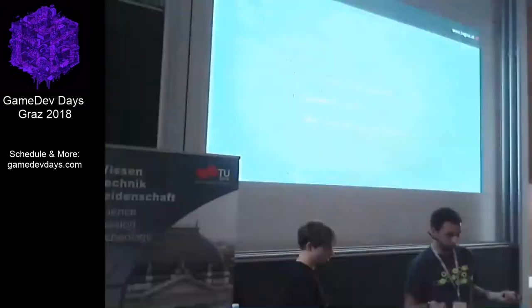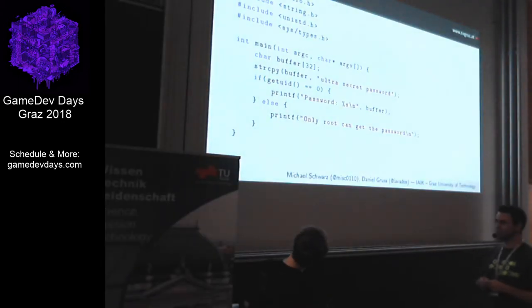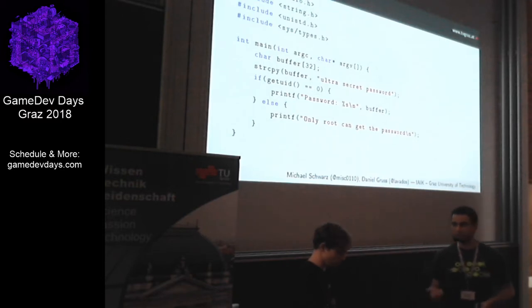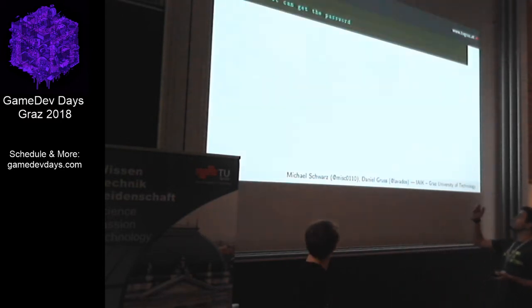Again, first with a bit of a code snippet. Yeah, that's something you could find on Stack Overflow, I guess. We have our ultra secret password in our application, and we copy that to a buffer. It's not a buffer overflow this time, promise. And then we compare, and if we are a root user here, then we output this super secret password, otherwise we say no, only root can get that. So it sounds fine. It's like something you find on Stack Overflow. If you run that, it's also fine, only root can get the password.